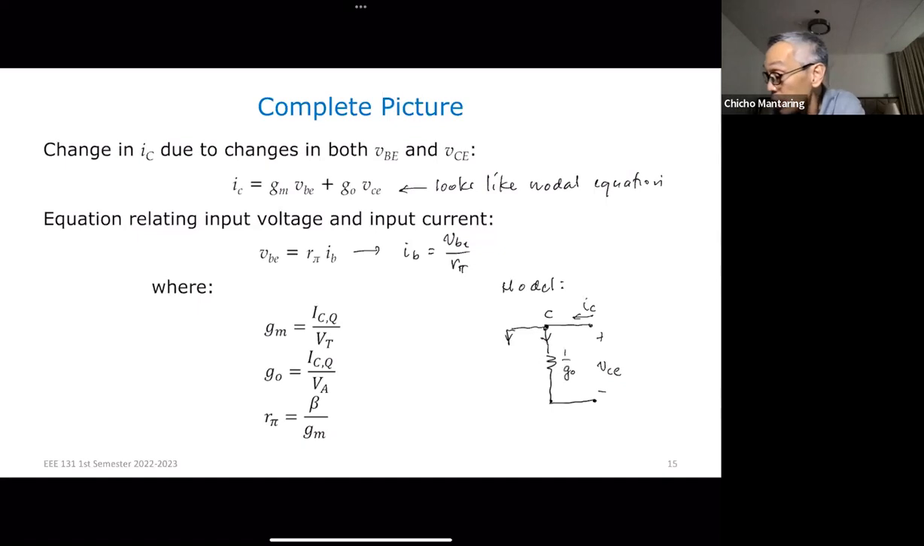Okay. Now, what about this current? Itong current na ito, that is this. So what is this? This is a voltage-controlled current source. So the direction is downward. It's a voltage-controlled current source where the value is G sub M VBE.